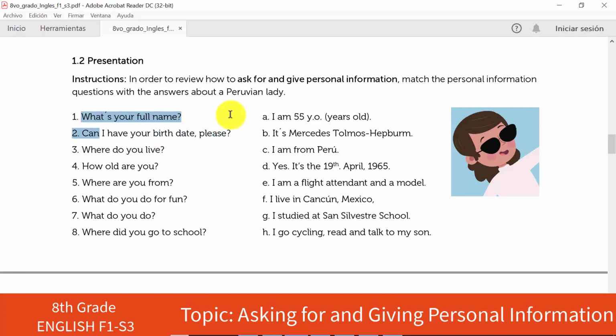What's your full name? It's Rodrigo Alexander López Reyes. It's Joaquín Cetino. It's María Aguilar. It's Pedro Núñez, okay?